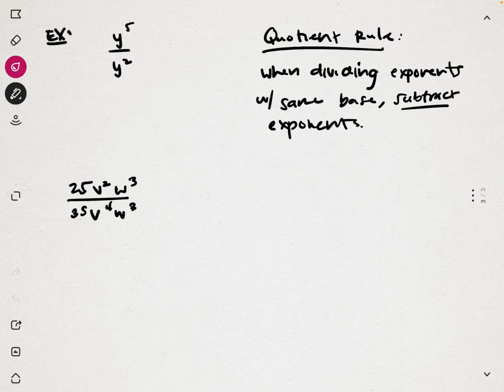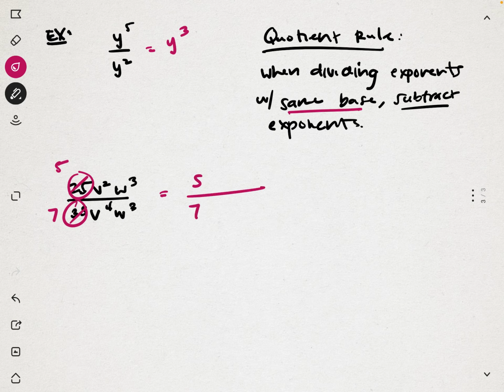All right, moving on to the quotient rule. For this one, when we're dividing exponents with the same base again, we have to subtract the exponents. So we have y to the 5th over y squared is y to the 3rd. 5 minus 2 is 3. On the second one, we're going to try to reduce anything that we have as a coefficient. So 25 and 35 we can divide by 5. 25 divided by 5 is 5. 35 divided by 5 is 7. So we have 5 on top, 7 on bottom.